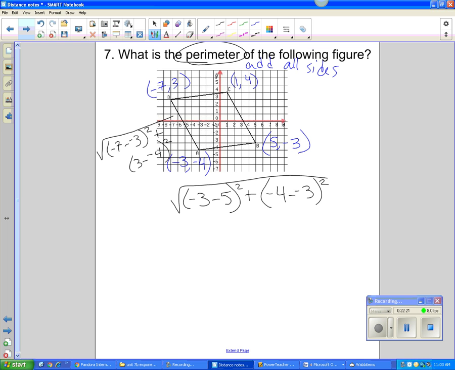Sarah, what about the top one? What would you type in your calculator? Squared. Positive. Okay. Type them in your calculator. Let's go. And Mary, what about this side?